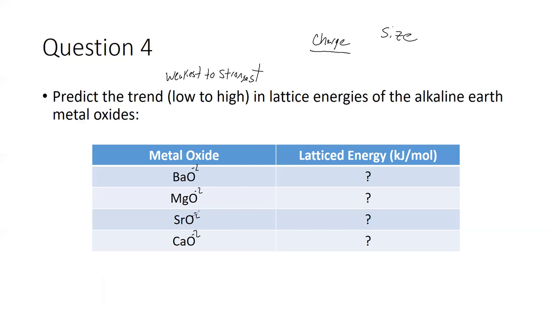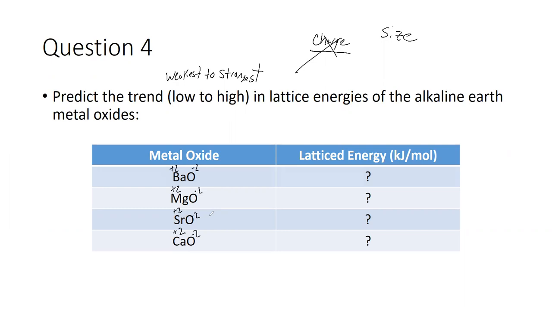So let's look at the charges of our metals. All of our metals are in the second column, so they're all going to be plus two. Our charges are the same. In all of these compounds we're always mixing a plus two cation with a minus two anion. So lattice energy is not going to be decided by that, and we have to rely on size.